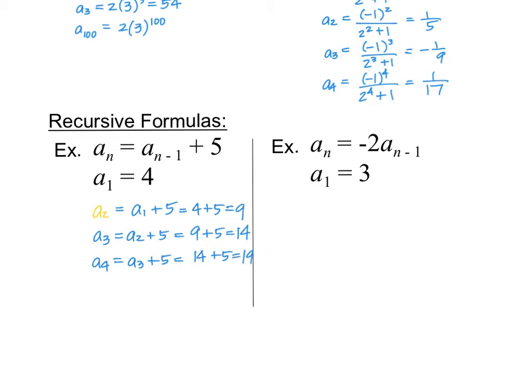Okay? And so in this second example, A sub 2 will be negative 2 times the previous term, which is 3. A sub 3 would be negative 2 times the previous term, which is negative 6, giving us 12. And A sub 4 would be negative 2 times the previous term. So that would be 24.